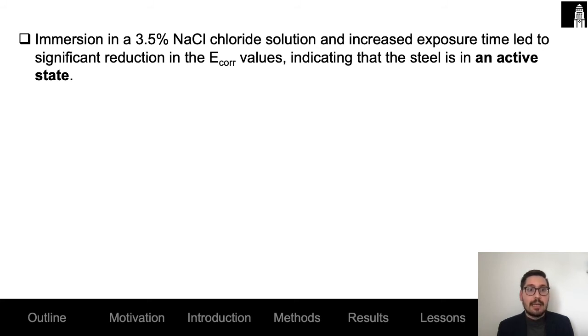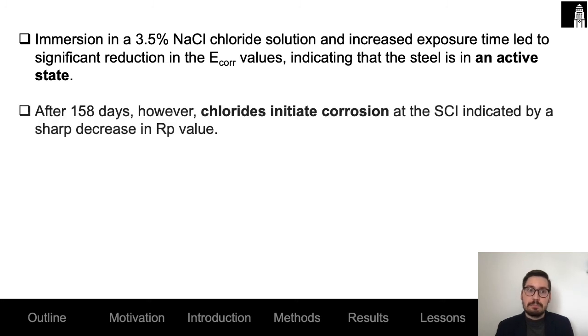To conclude this presentation, there are a few remarkable results that we want to highlight. After chloride immersion and increased exposure time, we have seen fluctuation of corrosion potential values, and these may indicate the activity that is happening at the working electrode, or reinforcement bar's surface. We have seen that after 158 days, chlorides begin to initiate corrosion at the steel-concrete interface, as is likely indicated by a sharp decrease in the corrosion resistance.